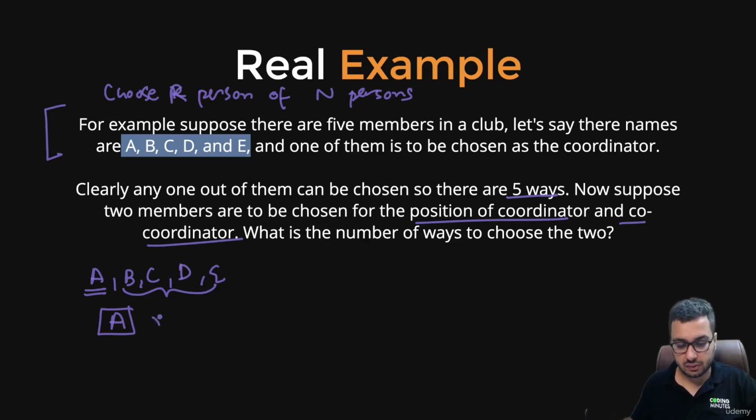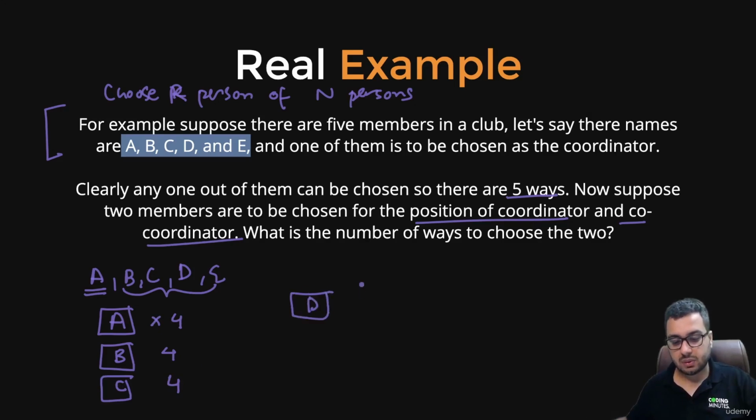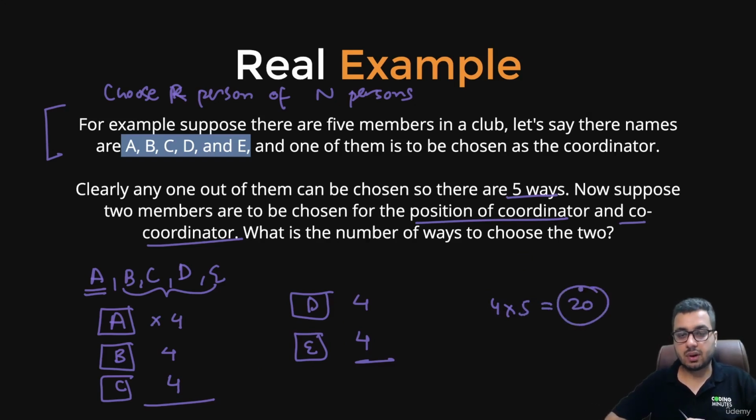So with a as captain I have 4 ways, or b could be the captain and one of the remaining 4 could be co-captain, so that can be chosen in 4 ways. Or c becomes the captain and one of the remaining 4 becomes co-captain, so there are 4 ways. Or d becomes the captain, there are 4 ways. E becomes the captain and someone else becomes co-captain. If you add all of these terms, it is 4 into 5, which is 20. So in this case the number of ways is 20.